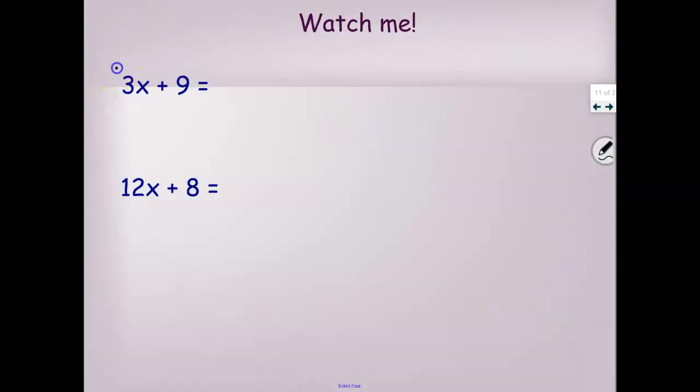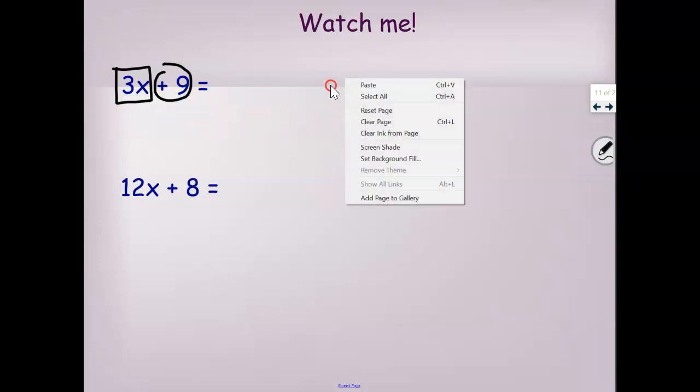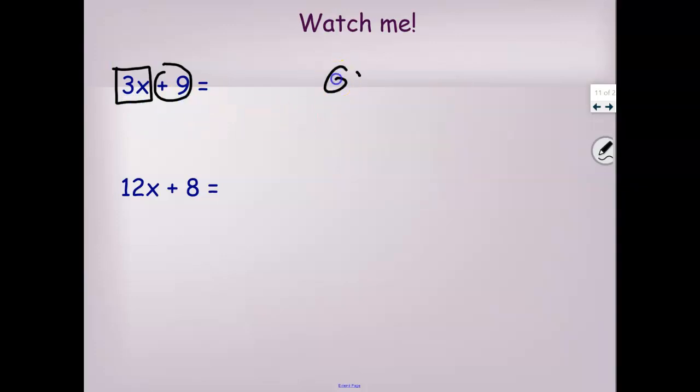All right, so just to be consistent and keep us focused on signs and whatnot, I'm going to box and circle here before I do anything else. And then I'm going to look for that GCF. So what's the biggest thing that goes into 3 and 9? I'm going to start with 3 and see if that works. 3 will divide 3, obviously, and 3 will divide 9 evenly as well. So I'm going to say the GCF is 3.